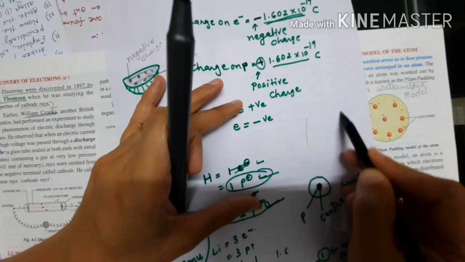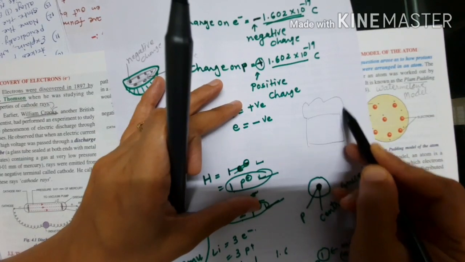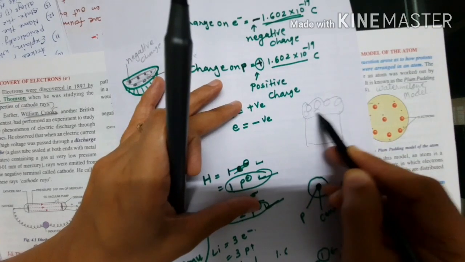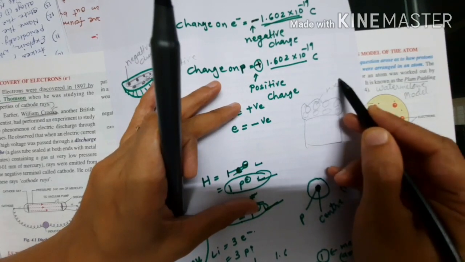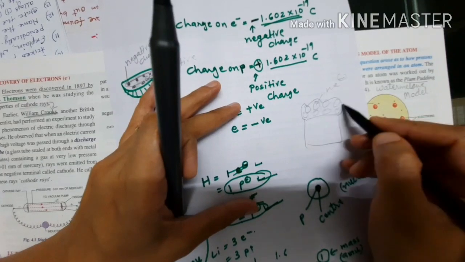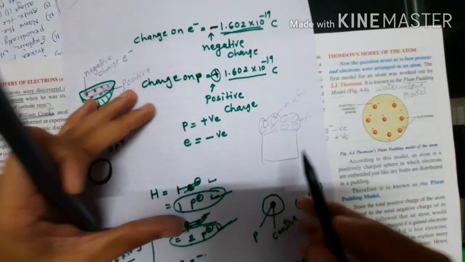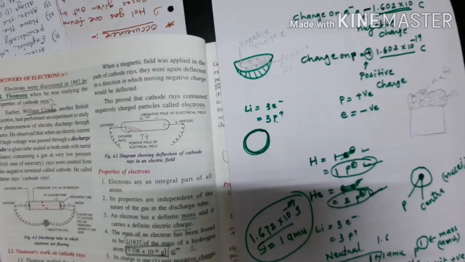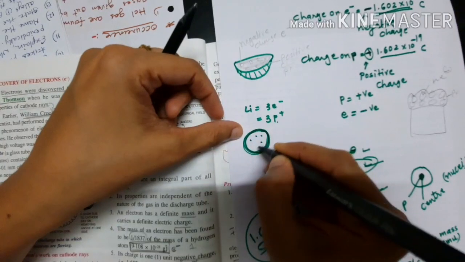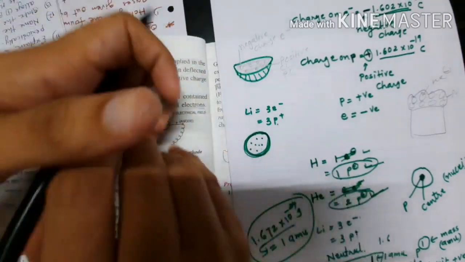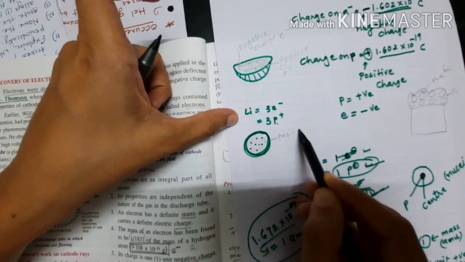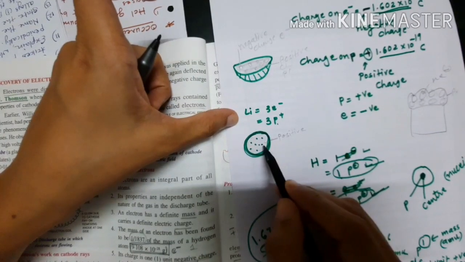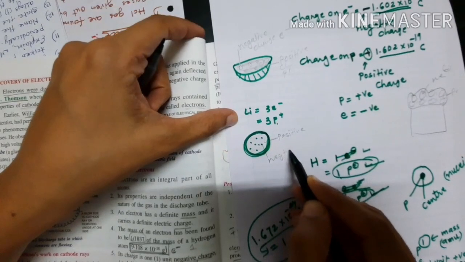So what is the plum pudding? If you have heard of pudding, it is just like a small cake, and on the small cake there are some dry fruits over it. The dry fruits are the negative charge electrons, and the other part, the cake, is the positive charge. So he thought that atoms are like this: electrons are stuck into the atom, and the other part, the red part, is positively charged, and this one is negatively charged.